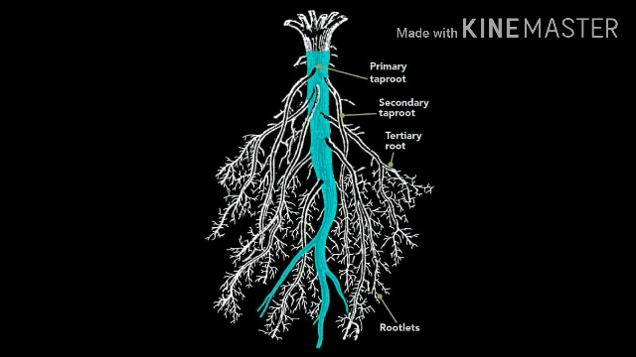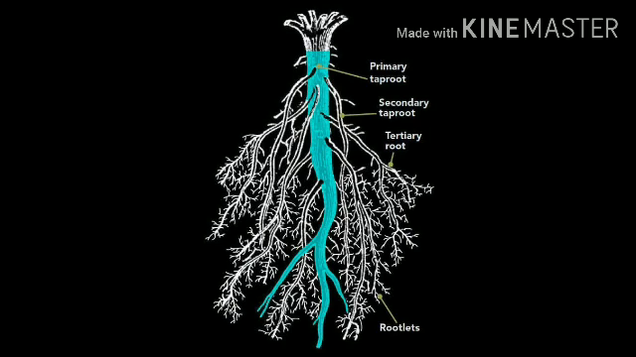In this type of root, the radicle gives rise to a main branch known as primary taproot. After some time, the primary taproot gives several lateral branches of different order known as secondary taproot and tertiary taproot.